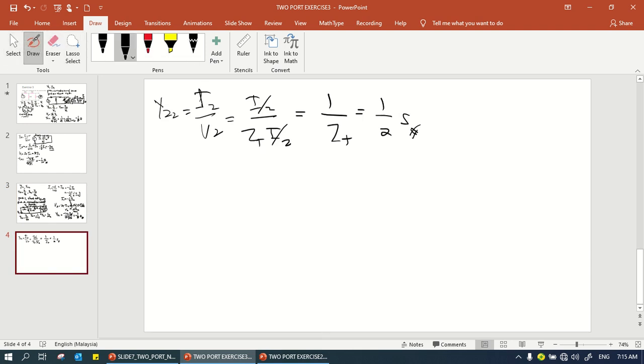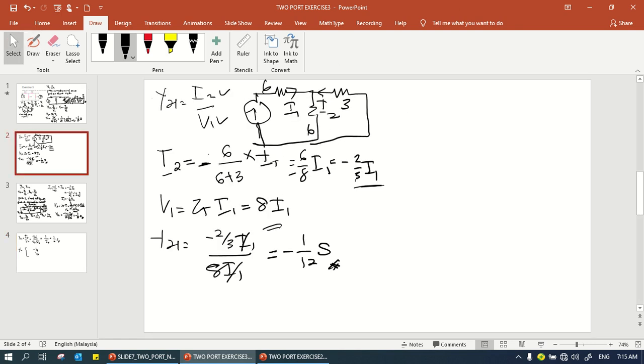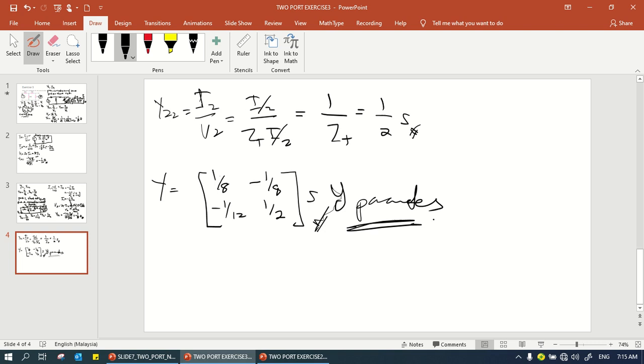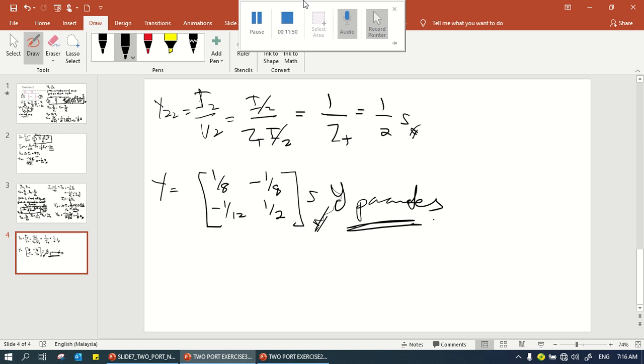So, kita ada semua, tulis dekat dalam matrix form. 1 over 8, minus 1 over 8. Okay. Ini minus 1 over 12, 1 over 2. Minus 1 over 12, ni 1 over 2. So, ni jawapan ni lah. So, ni lah Y parameters. Okay. So, that's all for the 3 exercise I give you. So, nanti boleh cuba. Okay, terima kasih.